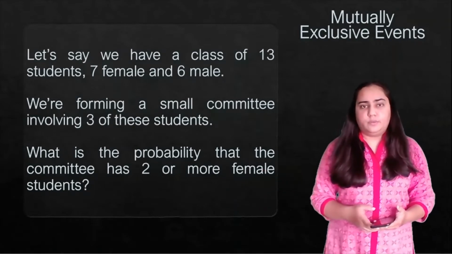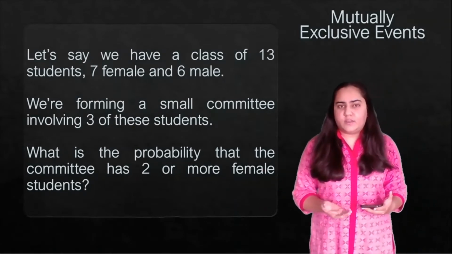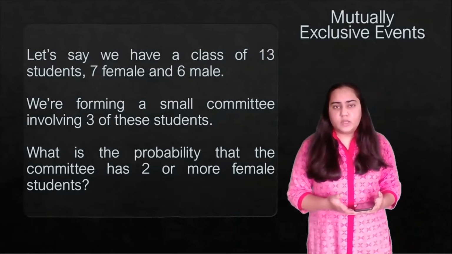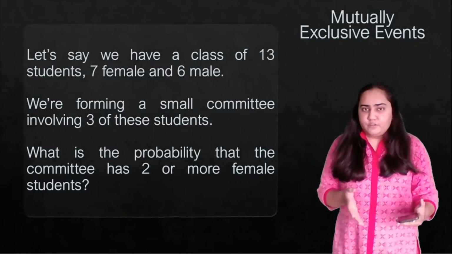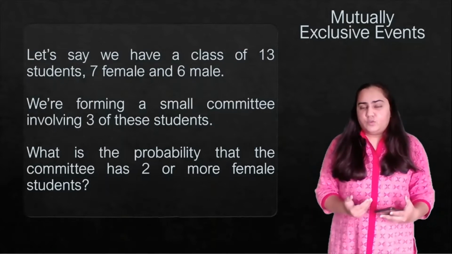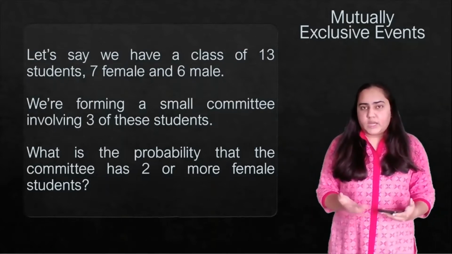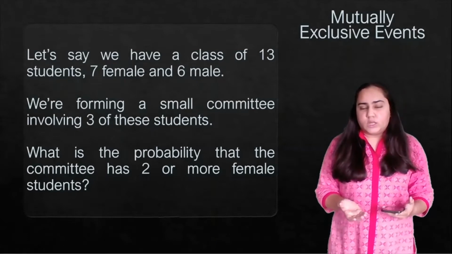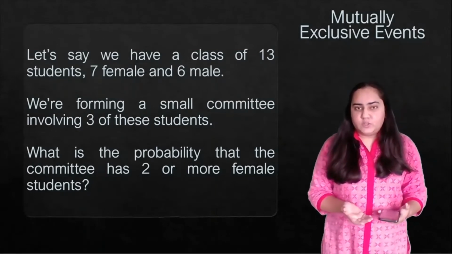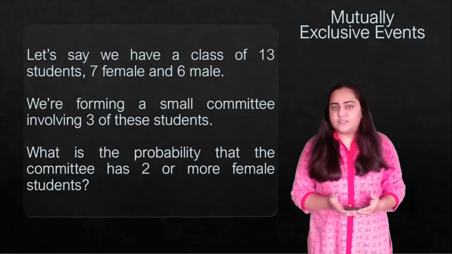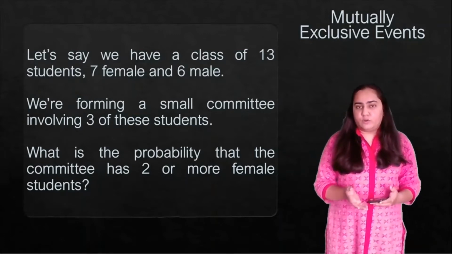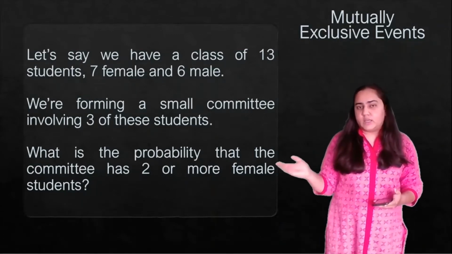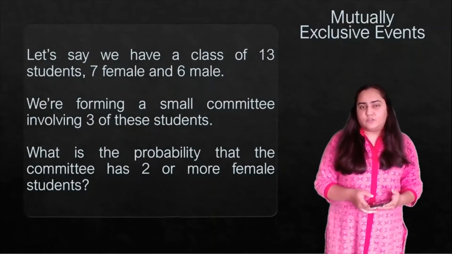This is an example. Suppose we have a class of 13 students, with 7 females and 6 males, and we are trying to form a small committee out of these 13 students, and the committee has to be of 3 students. And we want to know what is the probability that the committee is going to have 2 or more female students. This is a mutually exclusive event.